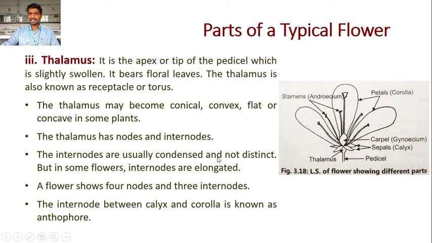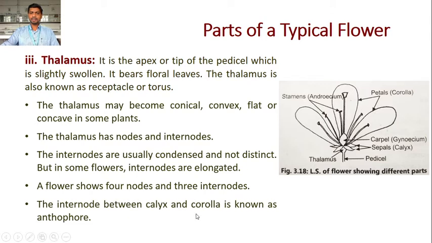The thalamus has nodes and internodes. The internodes are usually condensed and not distinct, but in some flowers internodes are elongated. So these flowers we will study one by one in the next slides. The flower shows 4 nodes and 3 internodes.